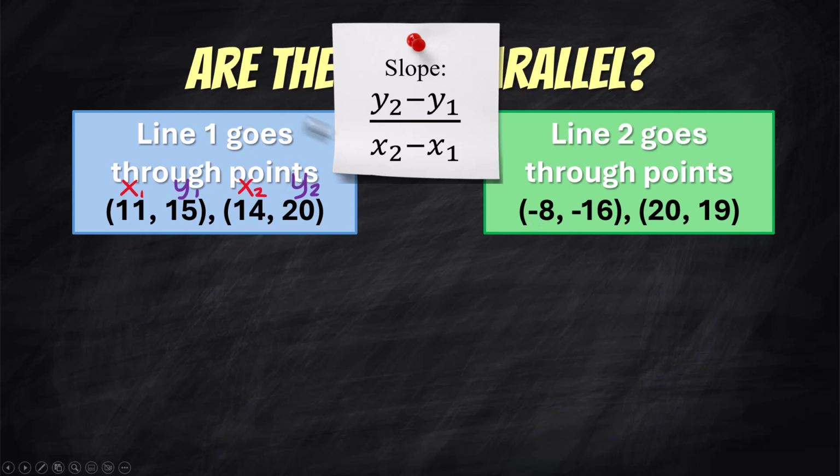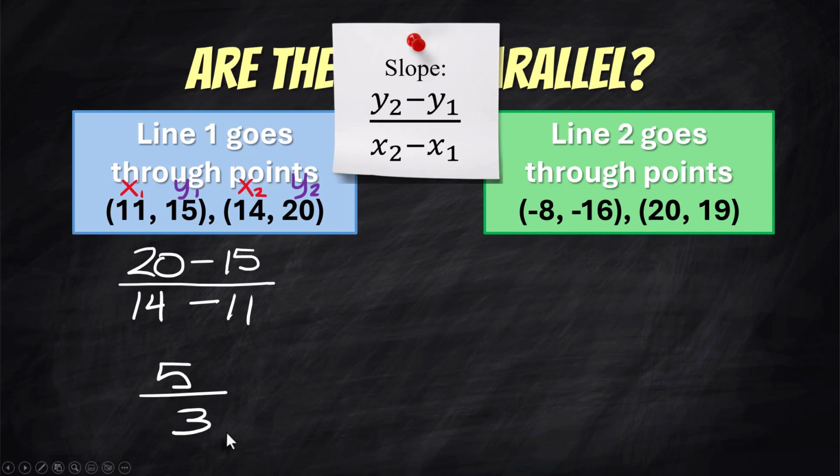All right, so using the formula, y2 minus y1 on top, and x2 minus x1 on the bottom. So it's going to be 20 minus 15 over 14 minus 11. This is the slope formula. Now we're coming up with the slope for the line that goes through these two points. It's 5/3. 20 minus 15 is 5, 14 minus 11 is 3. That doesn't tell us anything about parallel yet. That's just telling us the slope of line 1.